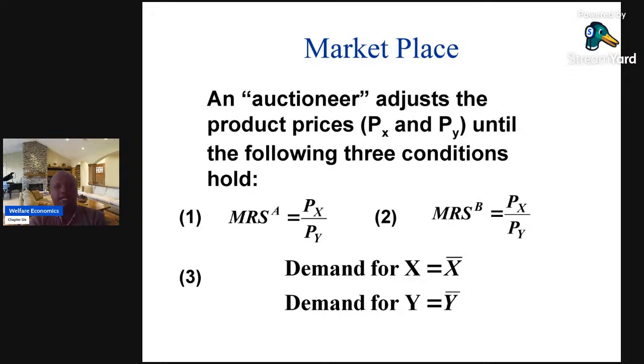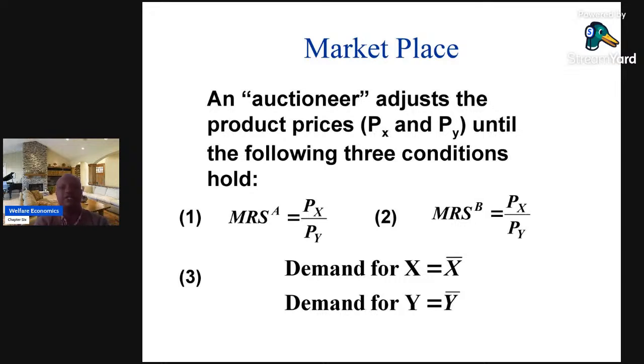Under the exchange economy, we have the marginal rate of substitution of A equal to price of X over price of Y. The second, the marginal rate of substitution of B, is also equal to price of X over price of Y. This condition is the utility maximizing point. The condition for the utility maximizing point is that the slope of the indifference curve should be equal to the slope of the budget line. That means price of X over price of Y is the budget line.